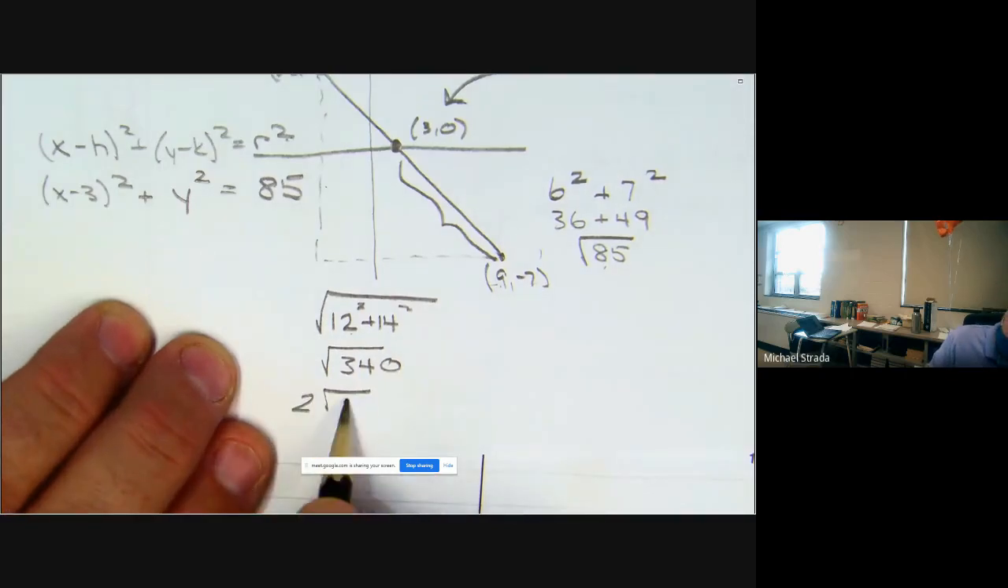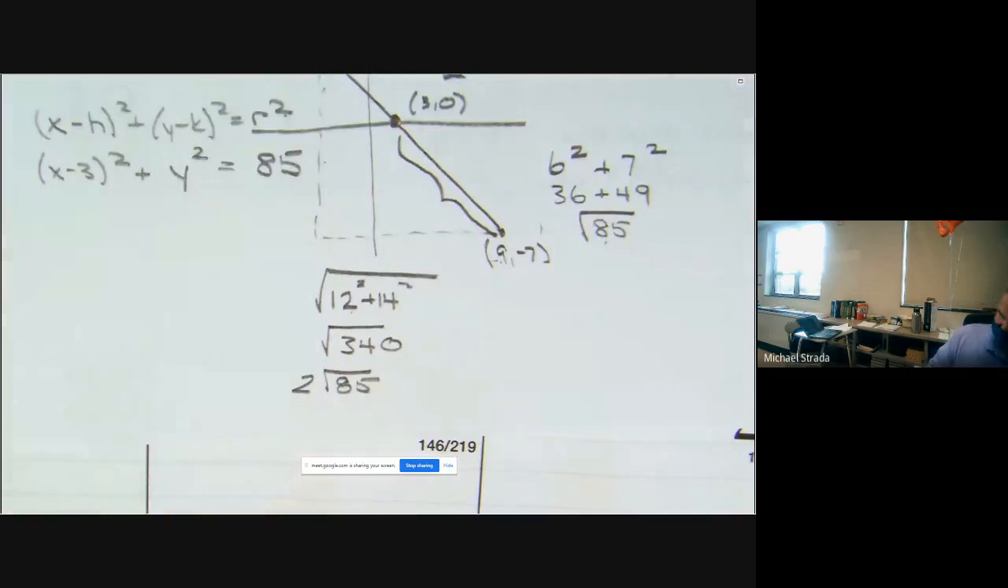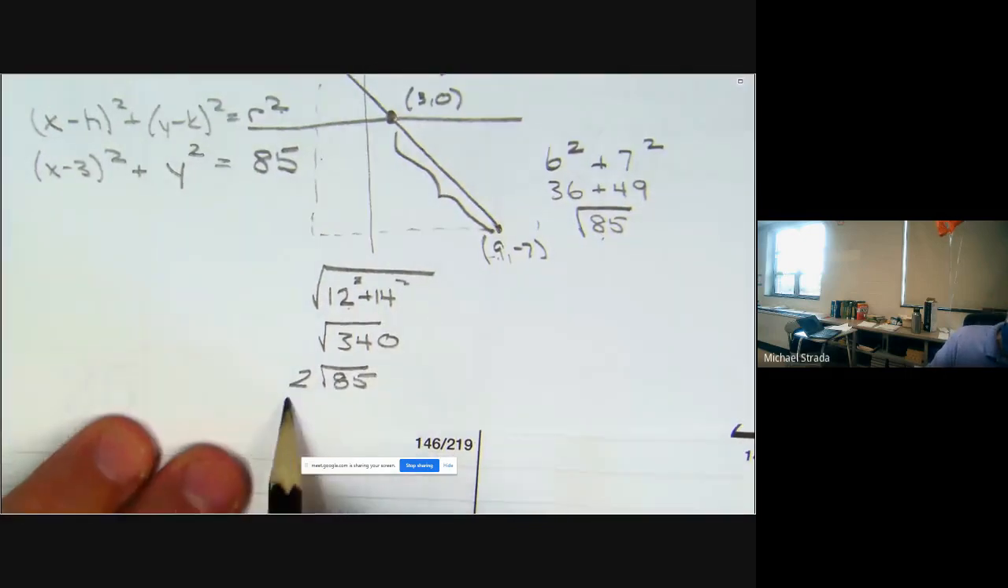Then you end up with 2 square root of 85. That's your diameter. You've got to remember to get your radius, you've got to divide by 2.